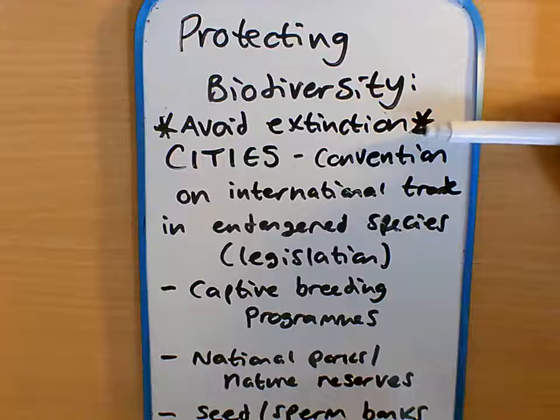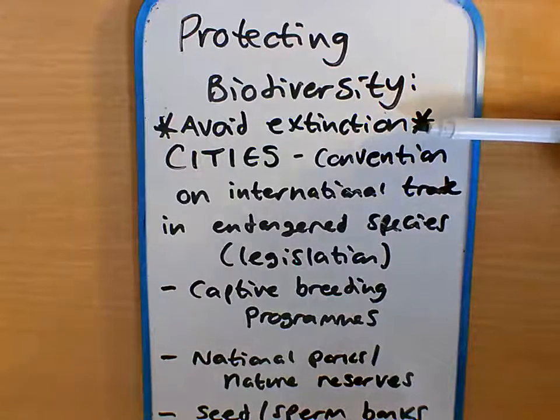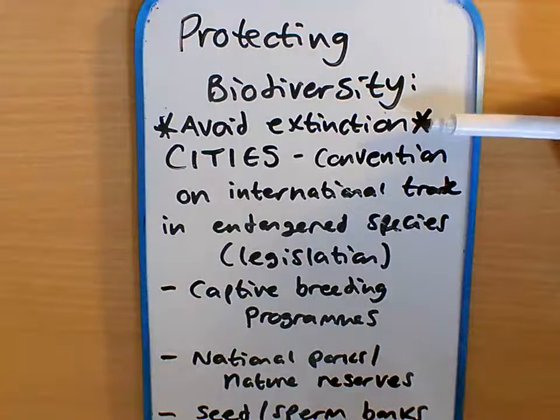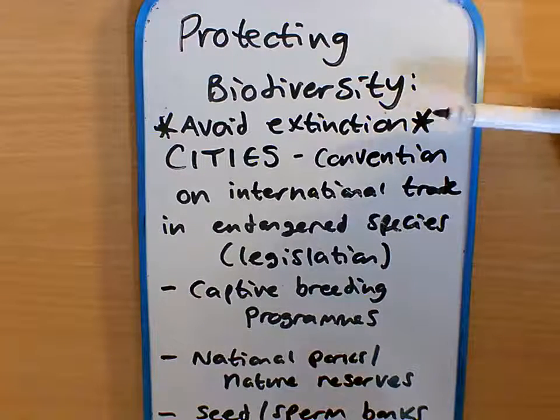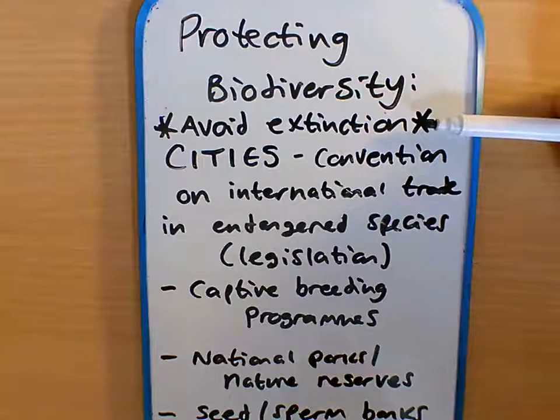Now, extinction is the complete loss of a species from planet Earth. So, for example, the dodo became extinct due to human activities. The dinosaurs became extinct due to natural catastrophes. But every single day there are species becoming extinct, mainly due to human activities.